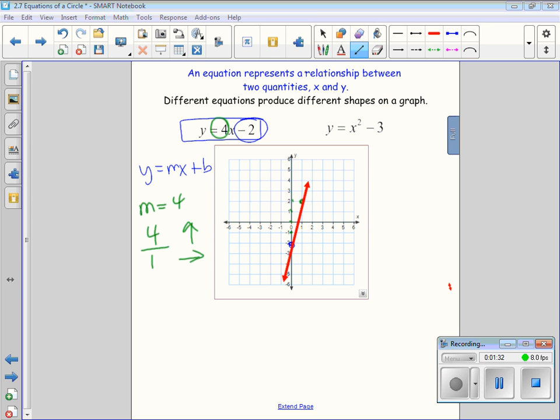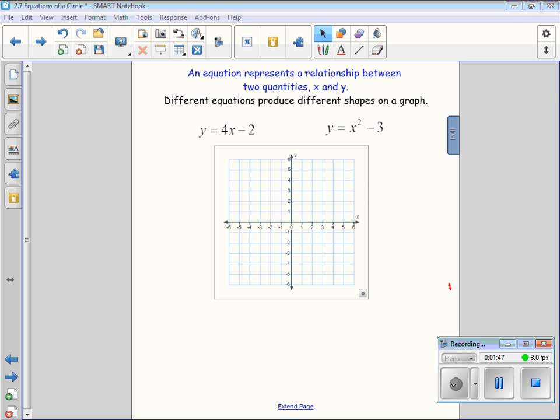I didn't create an x and y column and start plugging in x's and getting y's and so on. I just simply looked at the equation and saw secrets about the equation that allowed me to write it or draw it without doing any calculations. We can kind of do the same thing exactly with this equation.